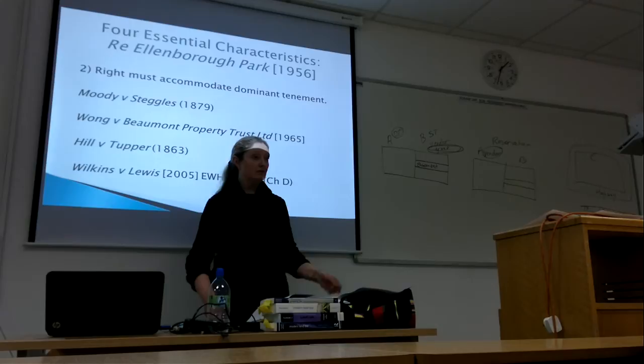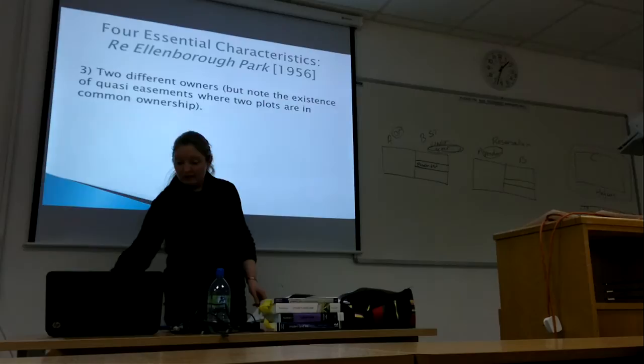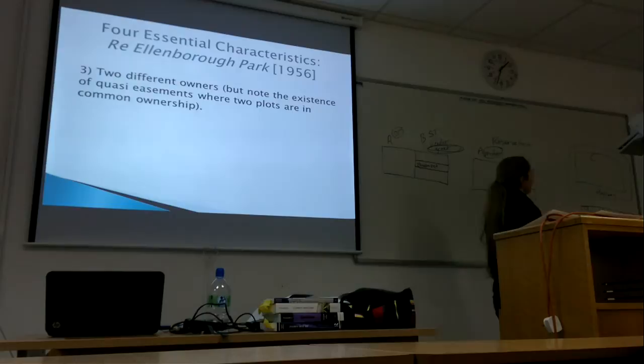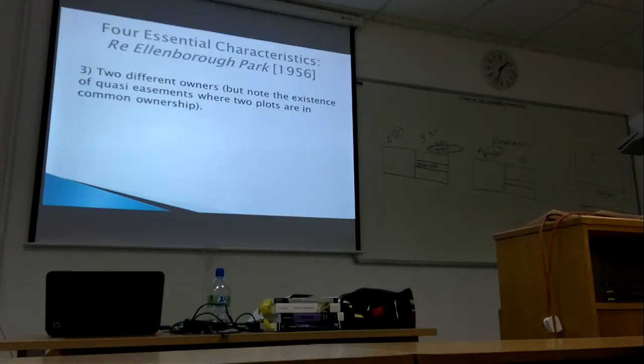Now, the third condition then is that there must be two different owners. And that's part of the principle. But as you're going to see with C, that might become problematic if at a later point in time... just imagine that C just has one way of exiting onto the highway, okay?